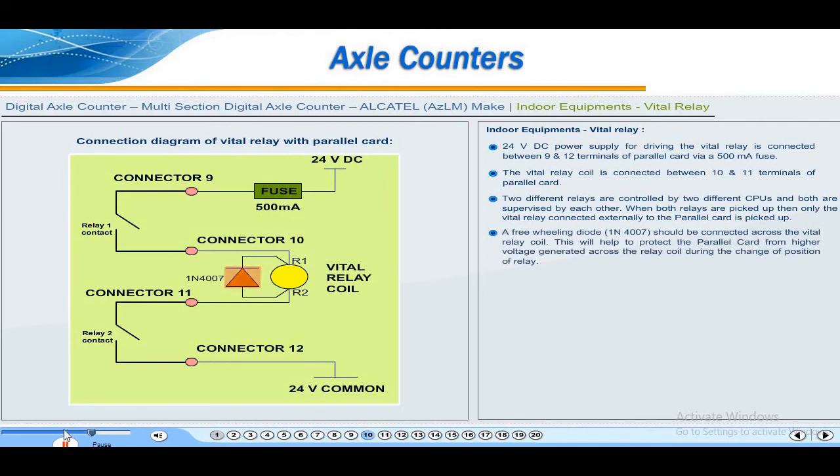A free-wheeling diode, that is 1N4007, should be connected across the vital relay coil. This will help to protect the parallel card from the higher voltage generated across the relay coil during the change of position of the relay. The contacts of the external vital relay QN1 8F/8B can be connected to interlocking as per requirement.